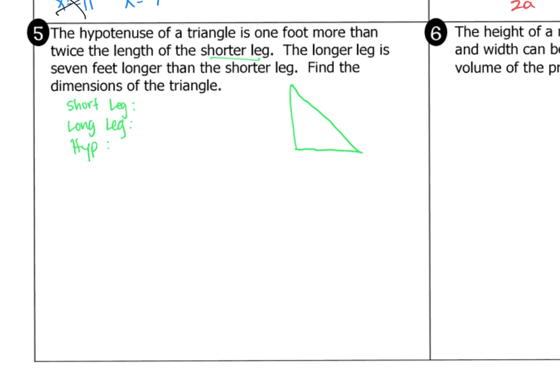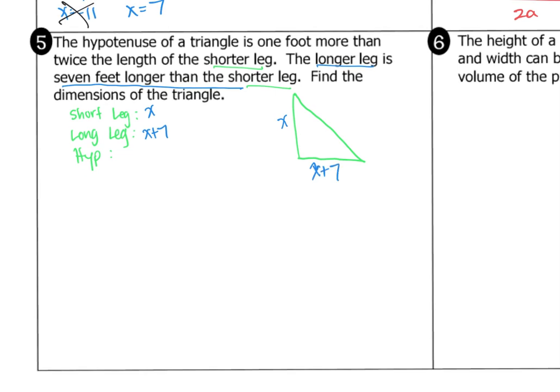Now, it compared everything to the shorter leg. So that tells me that the short leg gets to be x. So my triangle here, we'll just call this side the shorter side. And then the longer leg right here is 7 feet longer than the short leg. So that will be x plus 7 for my long leg. And then what is the hypotenuse? The hypotenuse is 1 foot more than twice the length, so that makes our hypotenuse 2x plus 1.